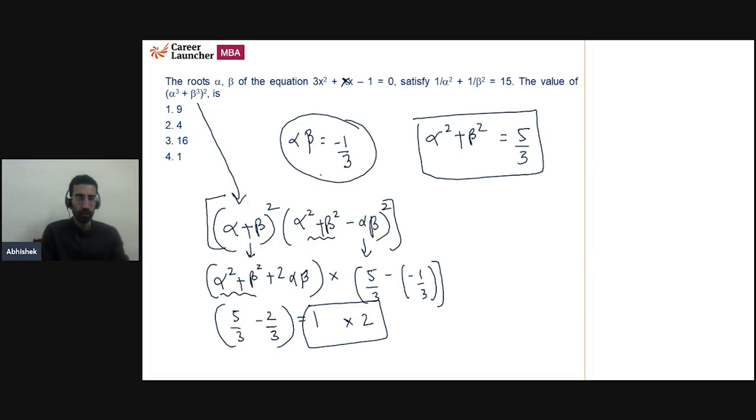Okay, where were we? This is 2, right? This is 2. Sorry, forgot the square. 2 square is 4. So you get a 1 from here and you get a 4 from here. 1 into 4, 4 is your answer. I hope this is clear.